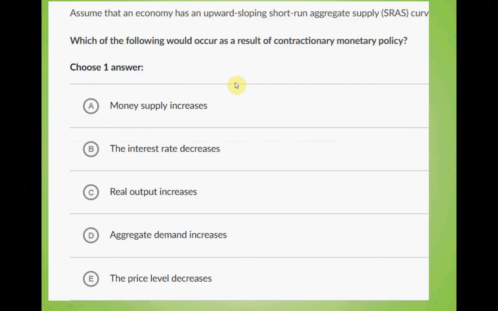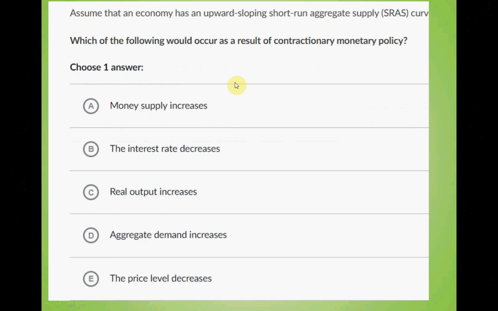Assume that an economy has an upward sloping short-run aggregate supply curve. Okay, so it's got a standard short-run aggregate supply curve. Cool. Which of the following would occur as a result of contractionary monetary policy? Ooh, contraction. Well, contraction is the opposite of expansion. So what are we trying to do? And I'm not going to read through all these ones. Pause it, take a second, review it, go through the answers.